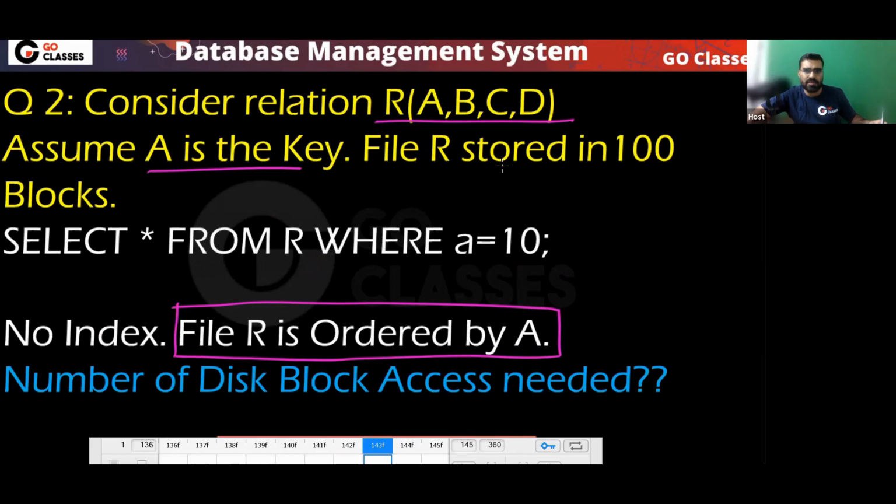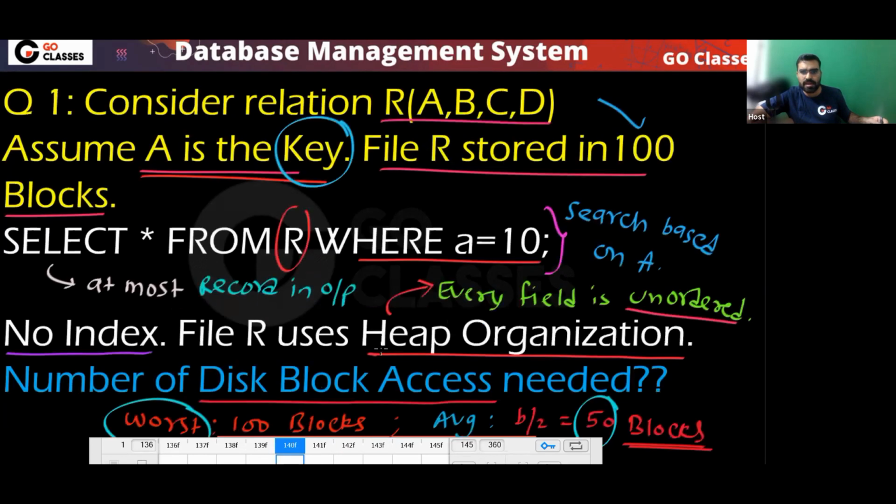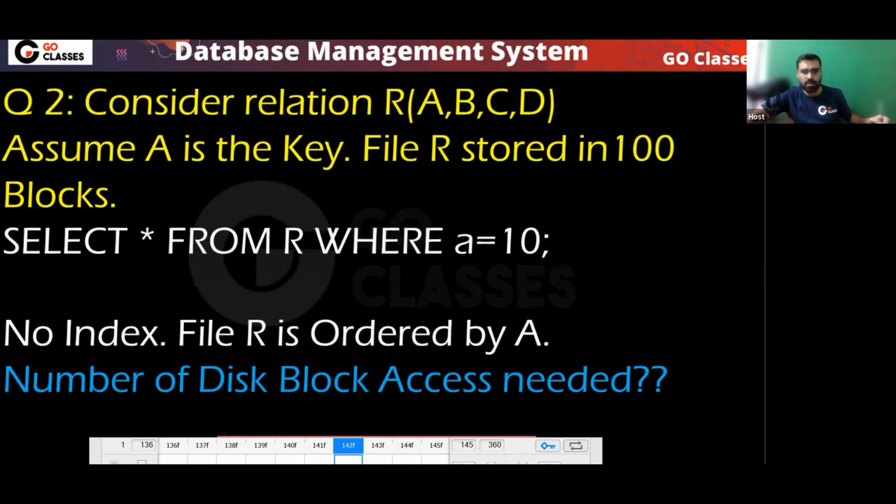Now, in the question, they will ask you about the average. In the question, they will ask you for the average. Don't worry. In the question, they will mention that the average number of disk accesses needed is 50. Okay, don't worry about it. They will mention it. Now you tell me about this question.